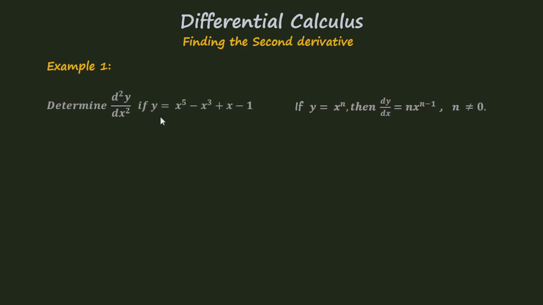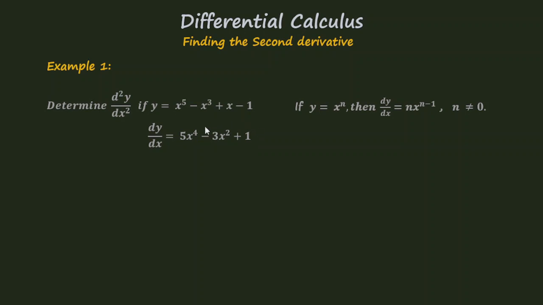Now we've been given y equals x to the exponent 5 minus x to the exponent 3 plus x minus 1. Now to find the second derivative of this, first we have to start with the first derivative, dy/dx, applying this rule on each one of these terms. Remember, the derivative of a constant is 0. The derivative of x will simply be 1.